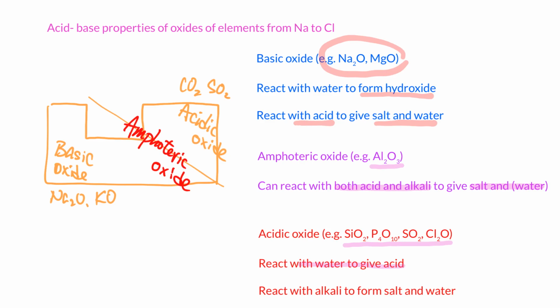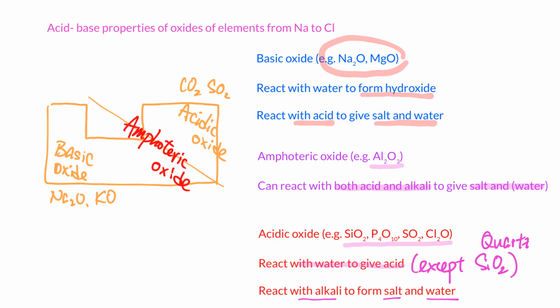But there is one exception, SiO2, because SiO2 is quartz. Quartz is insoluble in water, so even if you put sand in the water, it won't dissolve. But for phosphorus pentoxide and sulfur dioxide, when we put them in water, they will give acid. And if they react with alkaline, acid and alkaline react together, they also give salt and water.